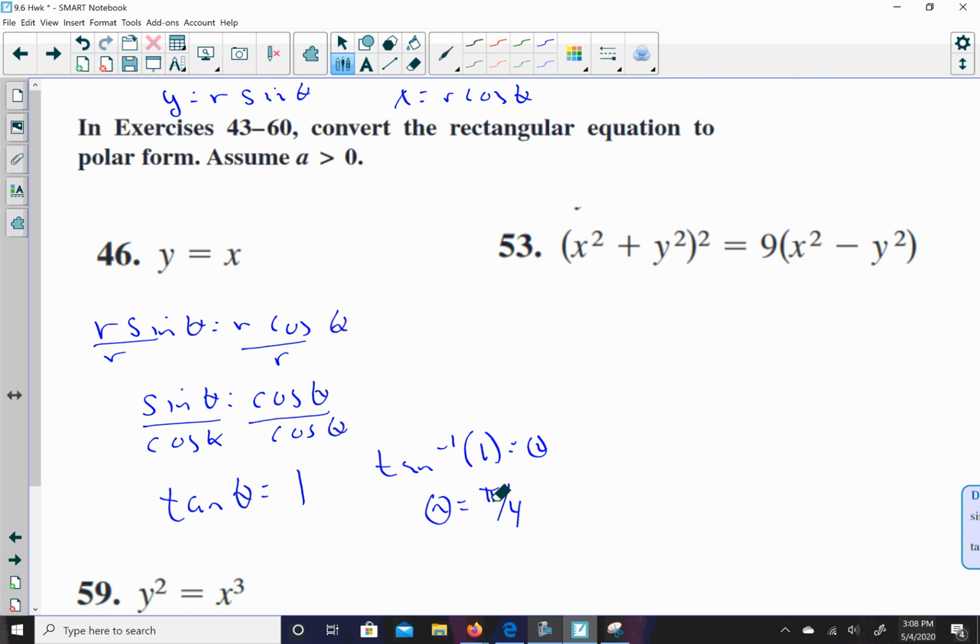Don't know the decimal. A lot of you probably wouldn't have done all this. You probably would have just right here divided both sides by x, and you would have remembered that y over x is equal to the tangent of theta. But this is just doing the cookie cutter thing every single time.